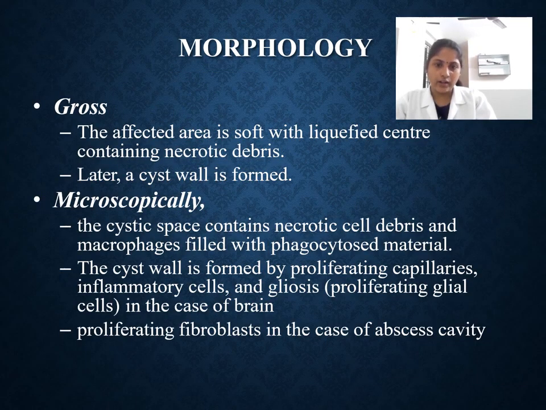Grossly, the affected area is soft with a liquefied center containing necrotic debris. Later, a cystic wall is formed. Microscopically, the cystic space contains necrotic cell debris and macrophages filled with phagocytosed material. The cystic wall is formed by proliferating capillaries, inflammatory cells and gliosis, which means proliferating glial cells in case of the brain, and proliferating fibroblasts in case of the abscess cavity.